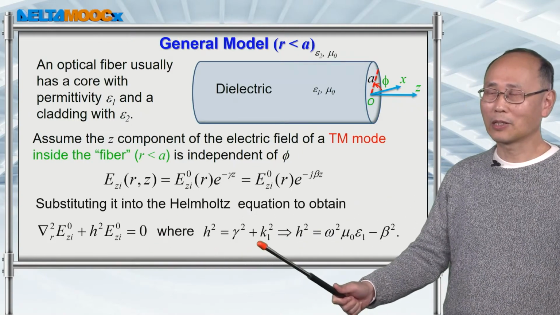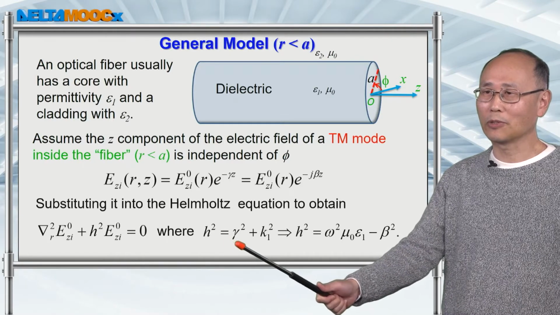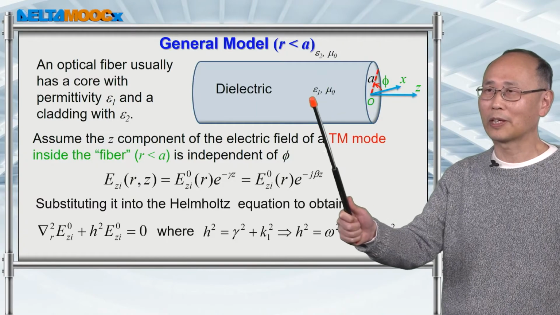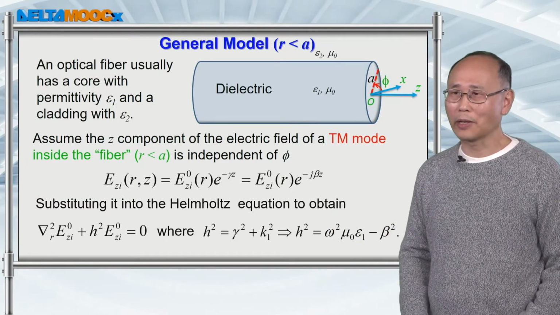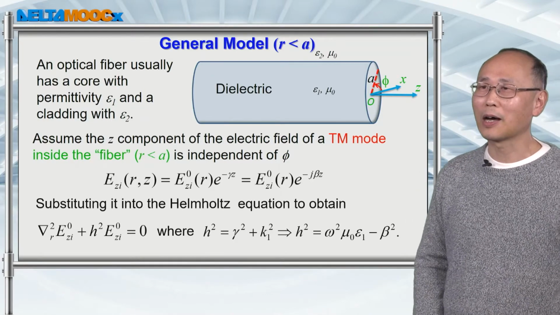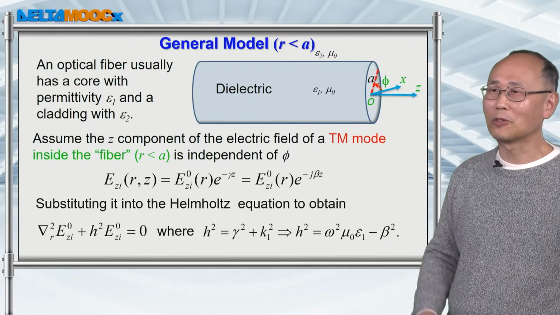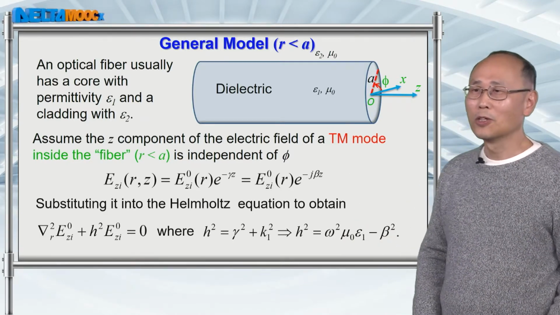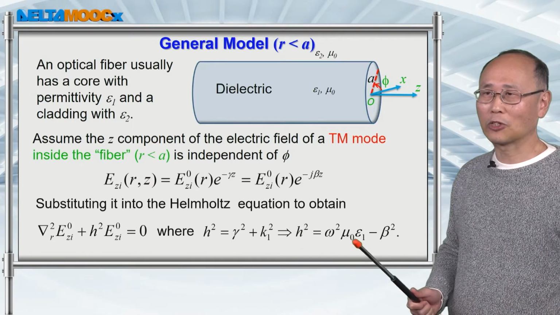So the dispersion relationship is given by h squared equals gamma squared plus k1 squared, because we'll be focusing the analysis inside this region 1, where you have the material parameters epsilon 1 and mu 0. Just assume that this is a non-magnetic material. So the dispersion relationship is given by this expression.